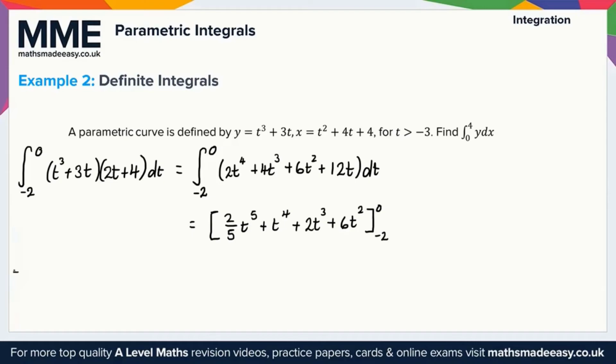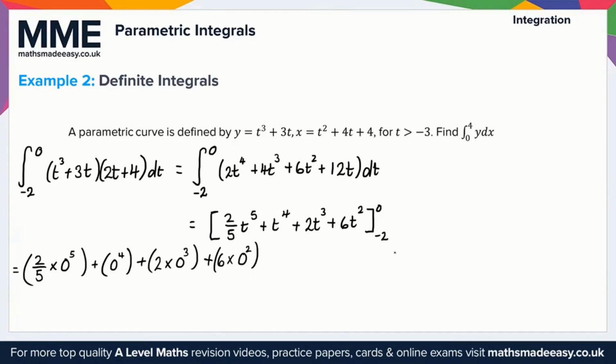So let's just write it out in full here. So we're going to get 2 over 5 times 0 to the power of 5. Plus t to the 4, so that's going to be 0 to the power of 4. Okay. We don't need to write that in brackets, but I'll just keep them there for now. Plus, so this is 2 lots of 0 cubed. That's going to be plus 2 times 0 cubed plus 6 lots. So that's plus 6 lots of 0 squared. Okay.